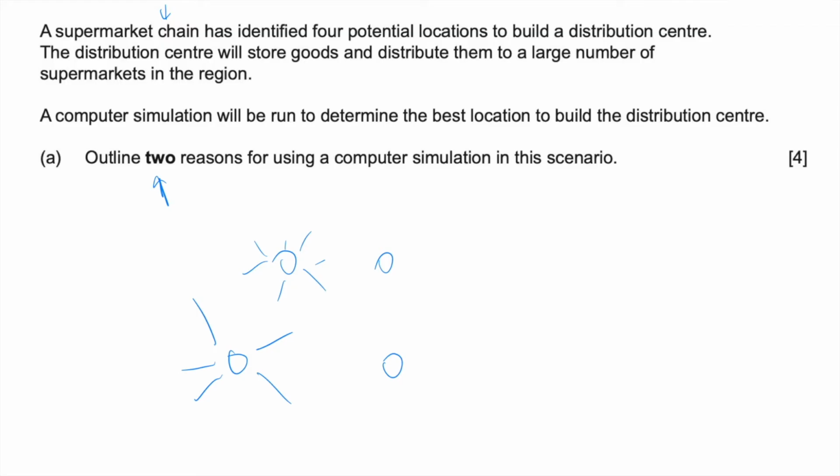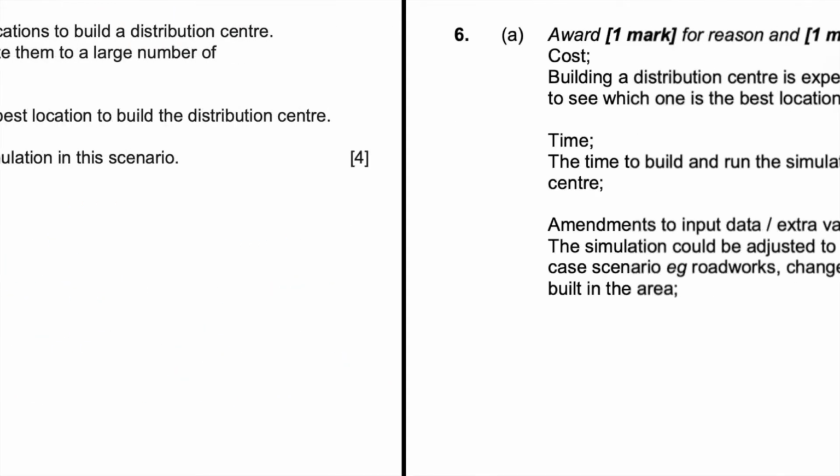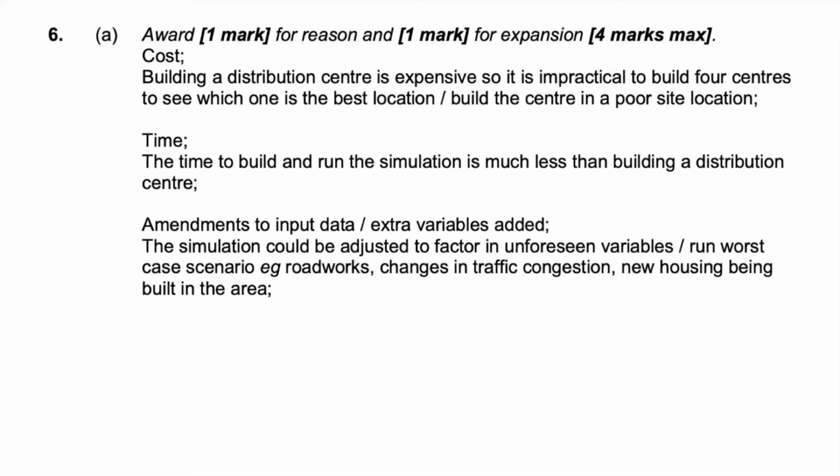With regards to the idea of building out a distribution center, another reason would also be time saved, because you can really quickly run a simulation and figure out whether your location is effective or not, rather than building a whole distribution center out, seeing whether it's effective, tearing it down, and then building it again. But let's see what the mark scheme says. So here, cost is obviously 1, and time is another for the same reasons we outlined.